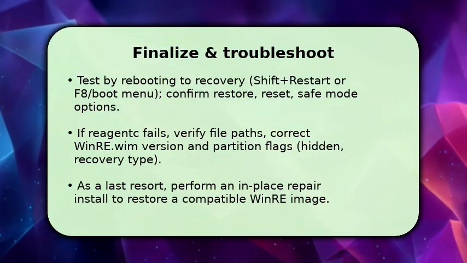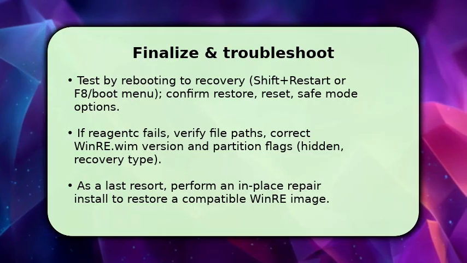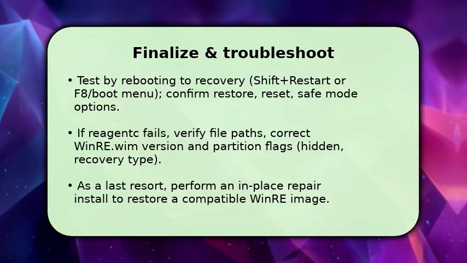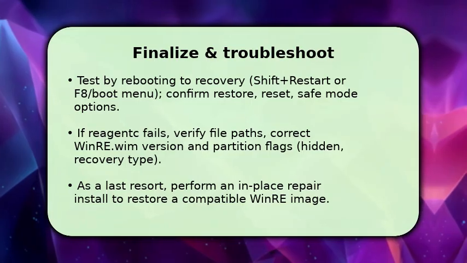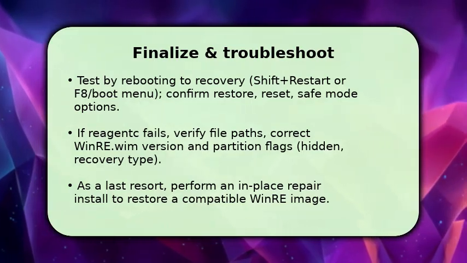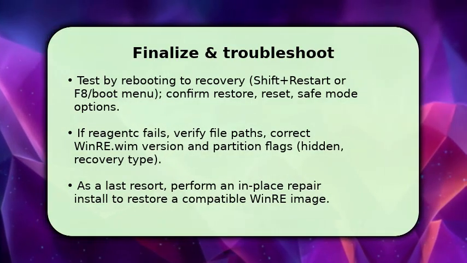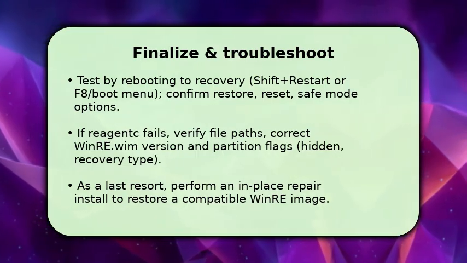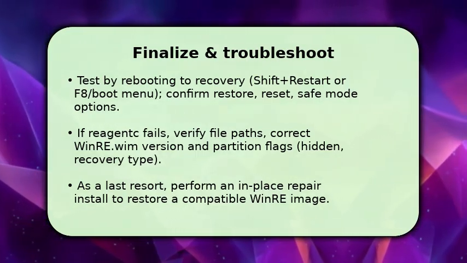If reagentc returns errors, check that the WinRE.wim matches the OS build, that the partition is hidden and marked recovery, and that paths are correct. If problems persist, perform an in-place repair install from the USB to restore a compatible WinRE image. This preserves files.